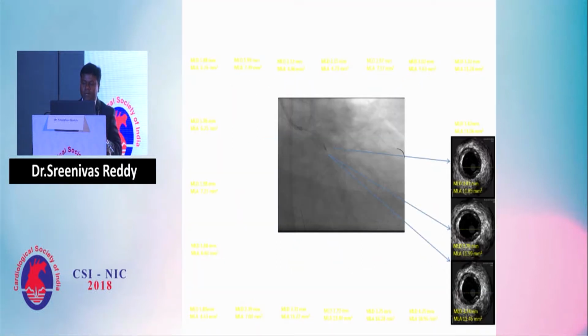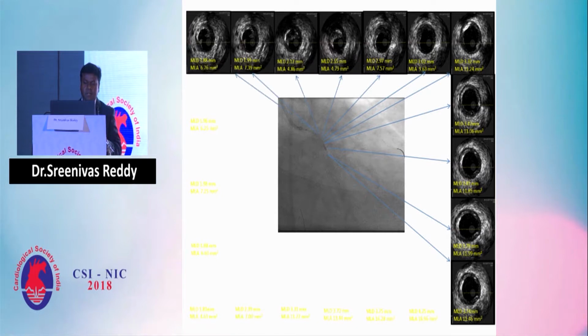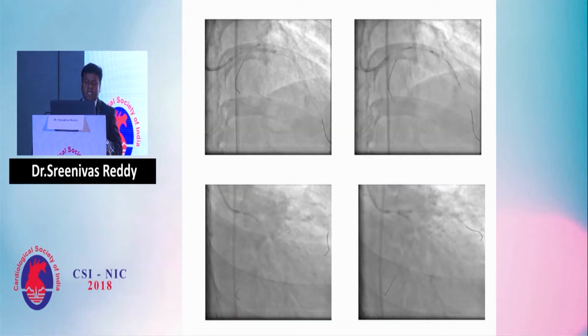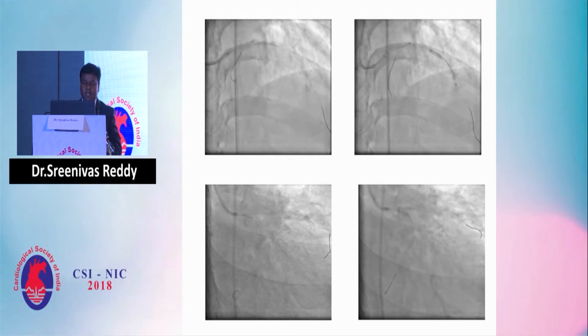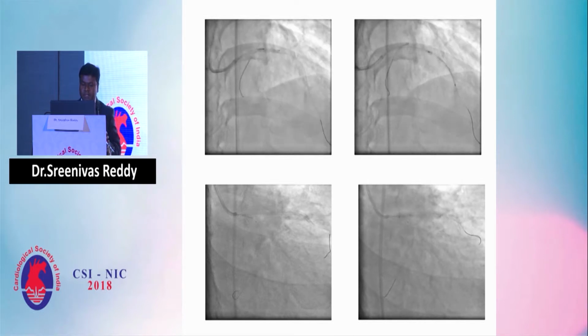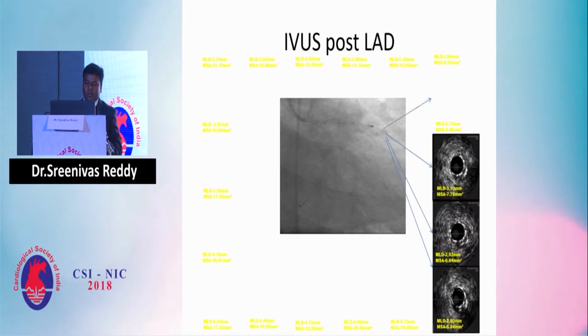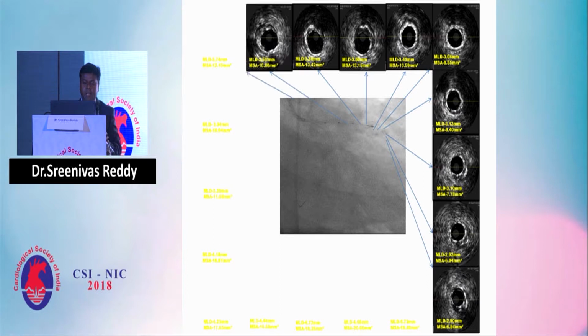So this is the pullback from LCX. There was pre-dilatation with a balloon. Then here you could clearly see a rupture of the plaque, with a cavity inside. Because there is calcification, this patient underwent a cutting balloon and the two stent technique, a bifurcation stent technique was done. So post procedure, we get good MLA.